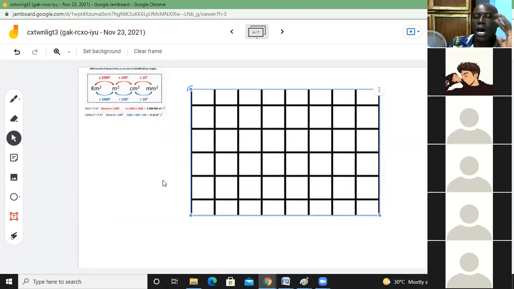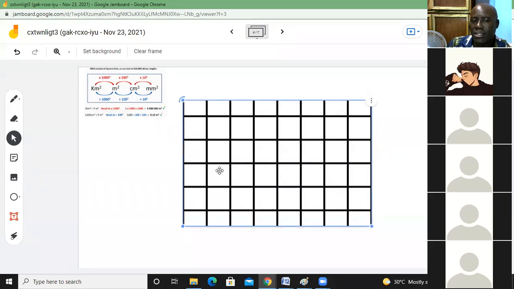Basically, area has to do with square. Area has to do with the number of squares covering the surface, not rectangle. Just how many squares are covering the surface, squares only. Is that what you want to know? Yeah, speak. Sir, what I mean is, because squares make up a rectangle. So I was asking. That's why.